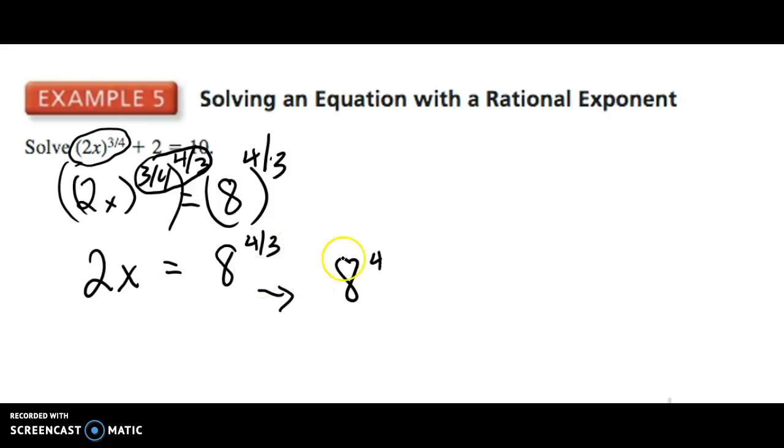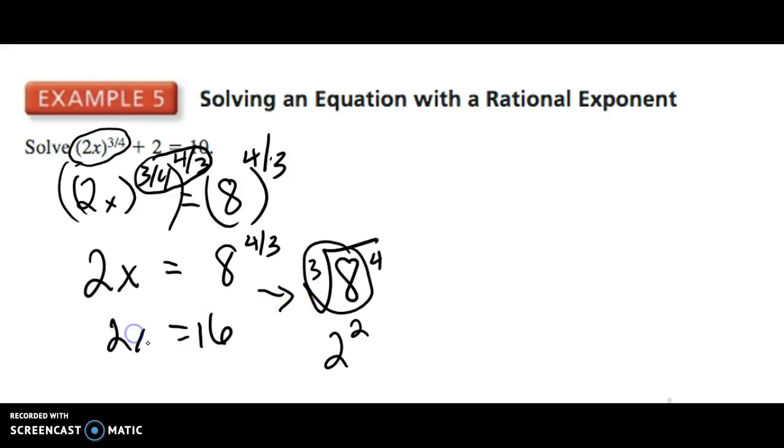8 to the 4/3 would be the cube root of 8 to the 4th. Cube root of 8 we know is 2. 2 to the 4th is 16. And then we can easily solve for x by dividing both sides by 2. Now let's look at example 6.